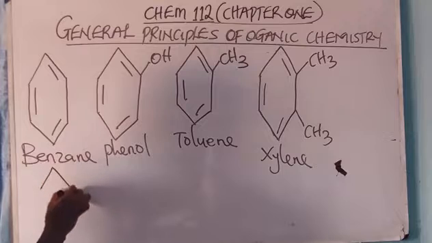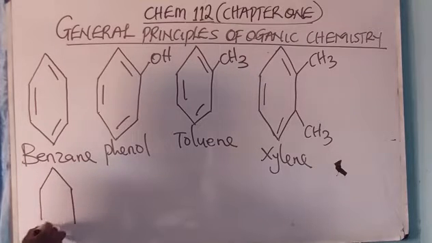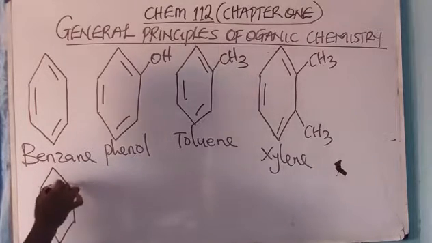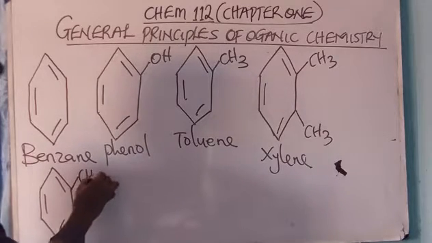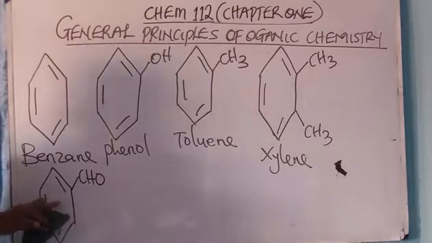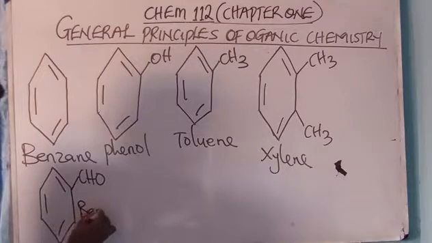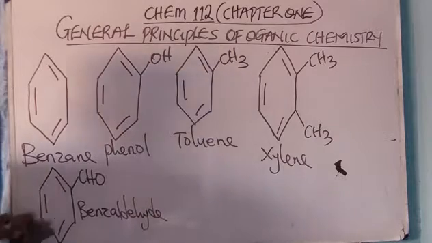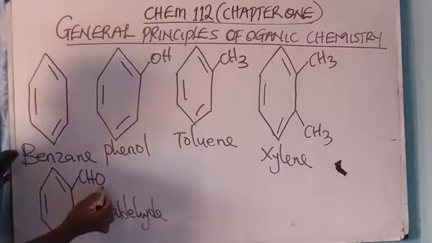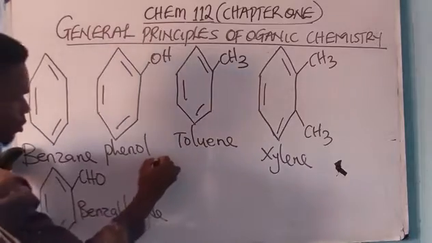It's good we know compounds that form benzene ring. Now, when CHO is attached to a benzene ring, you call it what? Benzaldehyde. This is benzaldehyde because of what? The aldehyde functional group. Alright?